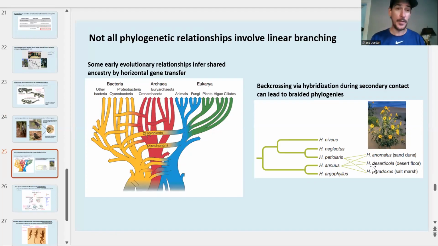And we see the same thing with hybridization, where we might have these 5 lineages of sunflowers, but all this back crossing via hybridization during the process of secondary contact really leads to, again, this more braided phylogenetic pattern where these species aren't necessarily branching off in these linear ways. They're back crossing with one another to the point where the tree is more like a bush. So anyway, this is just a realistic way that different processes of speciation play out.